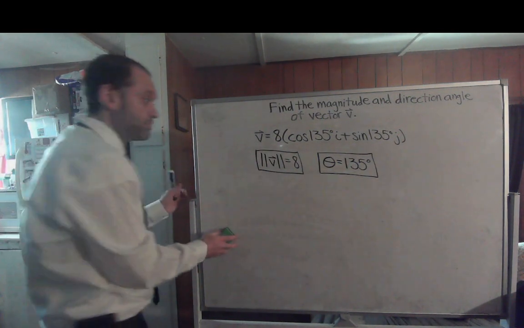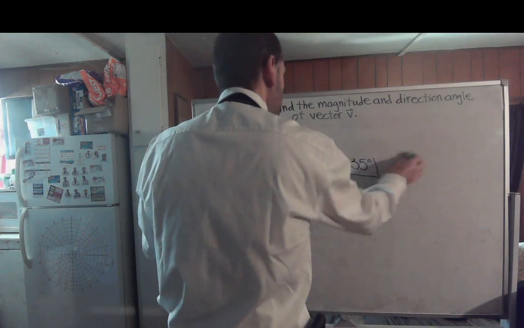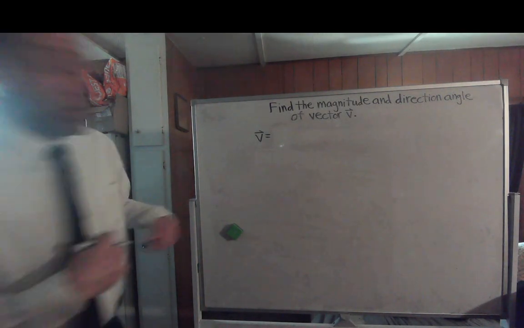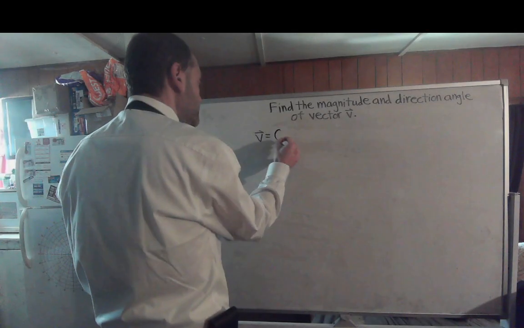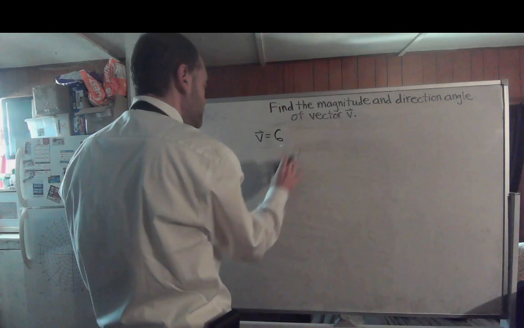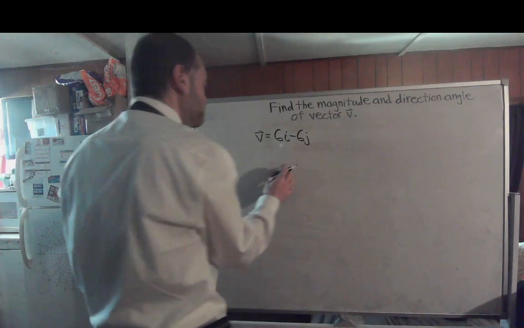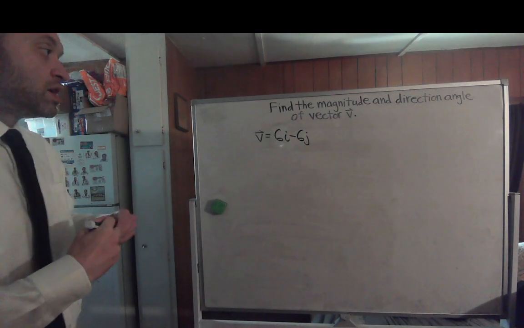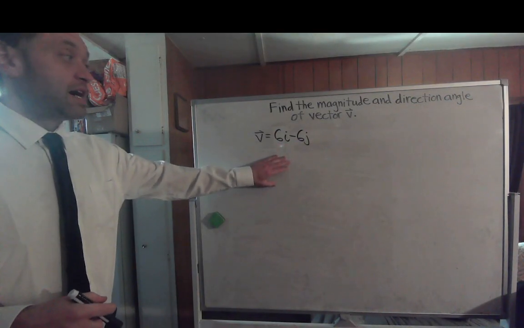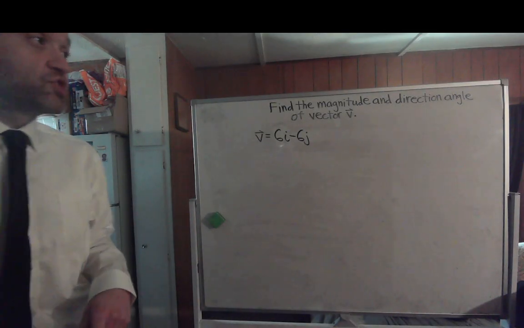Pretty simple. Now, on the other hand, what if they just give it to you like this? You have 6i minus 6j. They give it to you in a normal linear combination, no angles. You want to find the magnitude and direction angle.